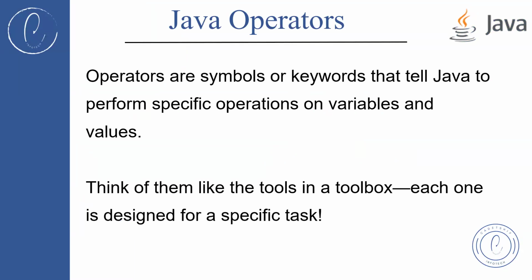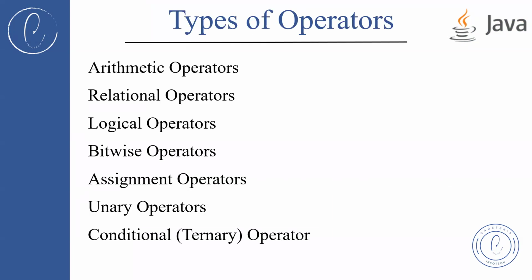What are Java operators? Operators are symbols or keywords that tell Java to perform specific operations with variables and values. Any specific task that we want to perform on variables and values, we use these tools known as operators. These are the types of operators available in Java: arithmetic, relational, logical, bitwise, assignment, and the conditional ternary operator. Now we will learn about each of the operators in detail.